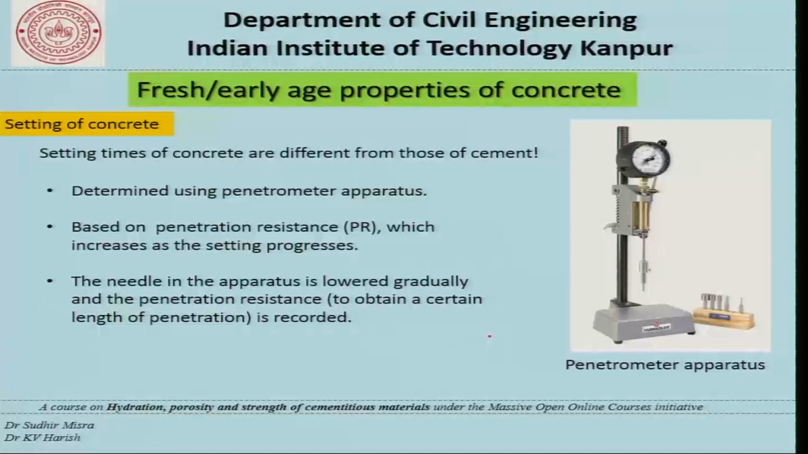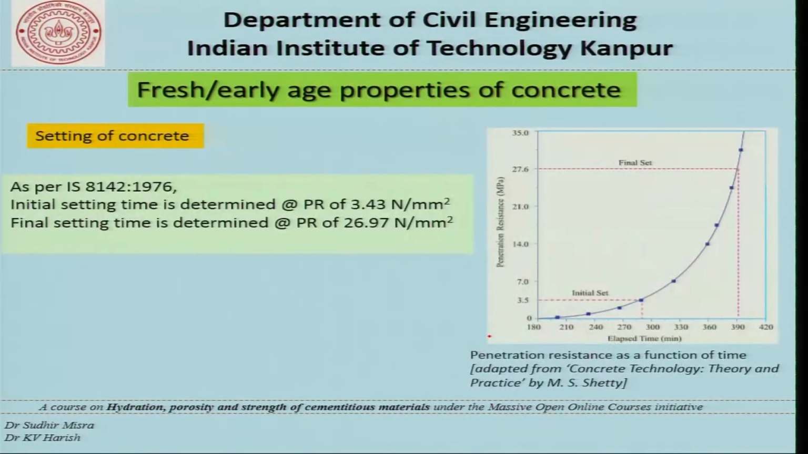The needle of this apparatus is lowered gradually, and the penetration resistance to obtain a certain length of penetration is recorded. Now, here is this penetration resistance, which is recorded in MPa, which is plotted over a period of time, and as can be expected, initially the penetration resistance values are low and finally they become fairly high. So, arbitrarily, standards suggest a certain value here to be taken as the initial setting time of concrete, and similarly the final setting time of concrete.